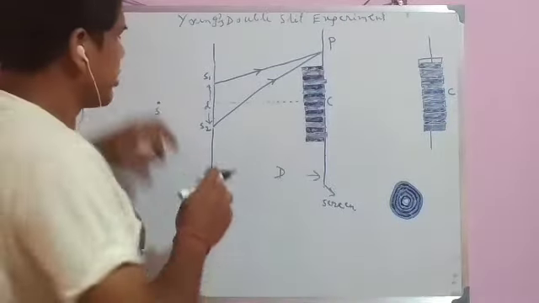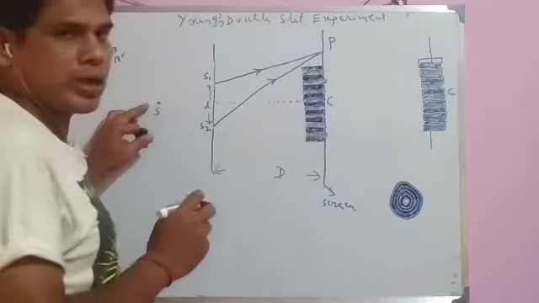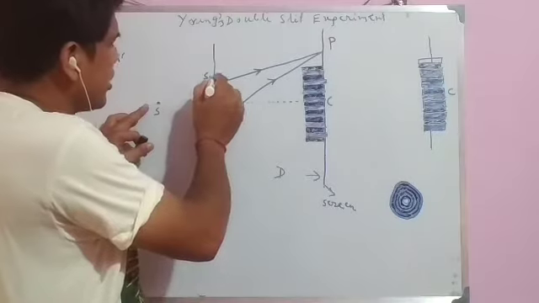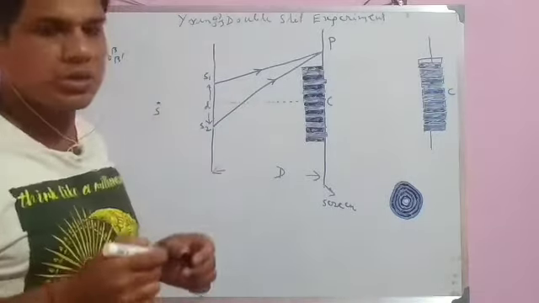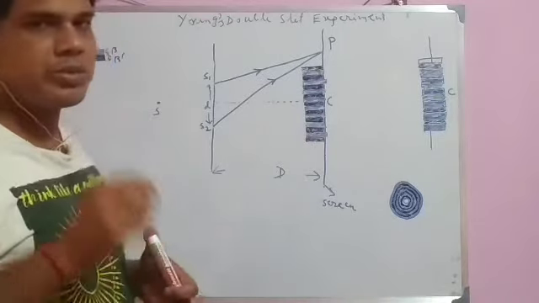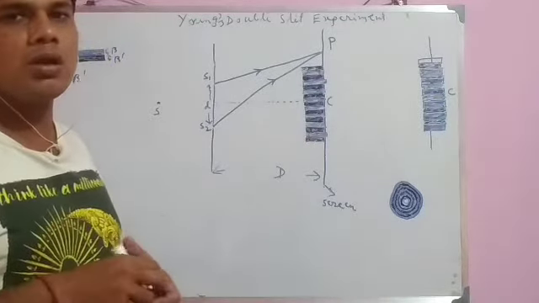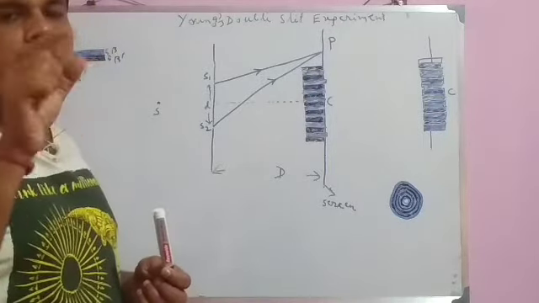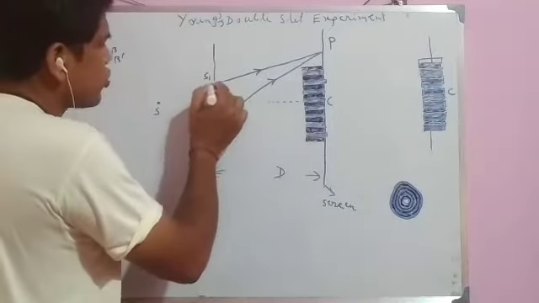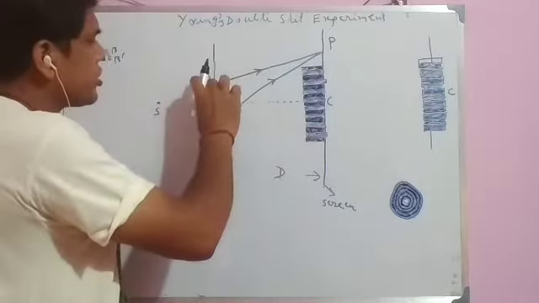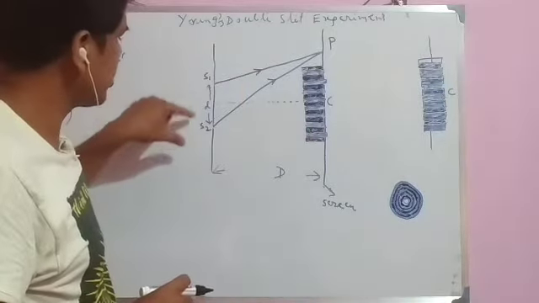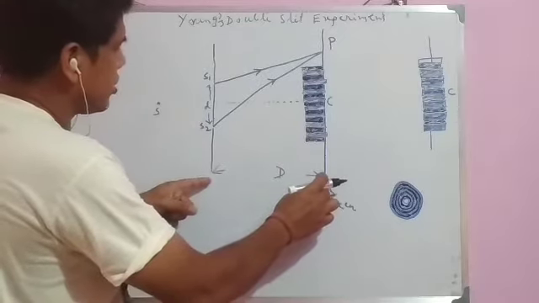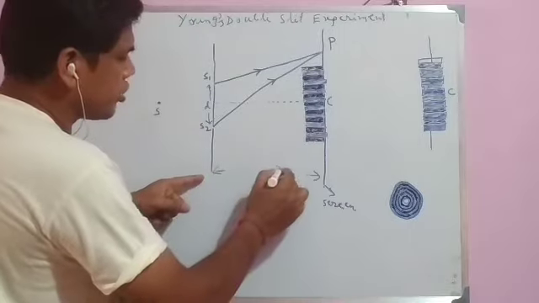In Young's double slit experiment, this is the main source S. A monochromatic light is coming through S, and these are the two slits S1 and S2. That's why it is called Young's double slit experiment. You can imagine the slits as pinholes. If I make a hole using a pin, that hole is called a pinhole, so it is very small. The distance of separation between the two slits S1 and S2 is denoted by small d. This is the screen, and the distance between the screen and the two slits is denoted by capital D.